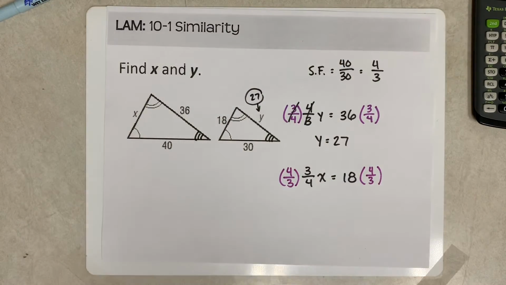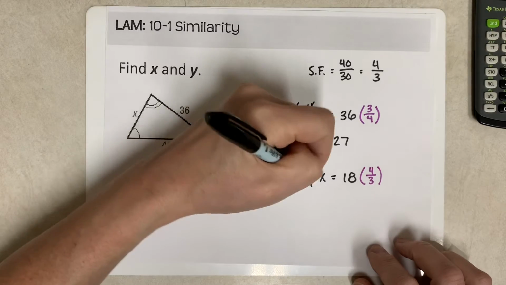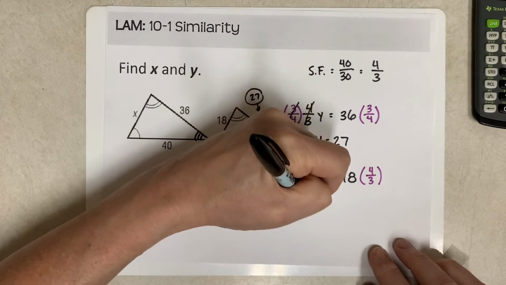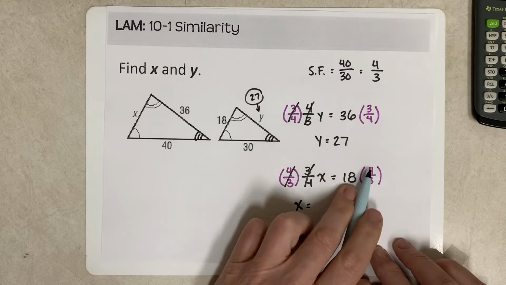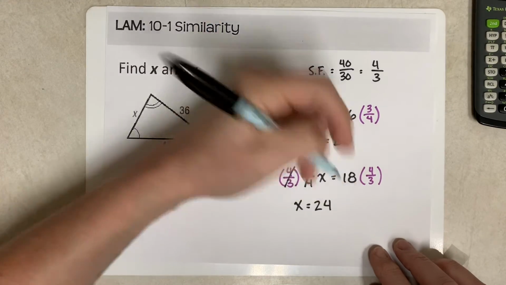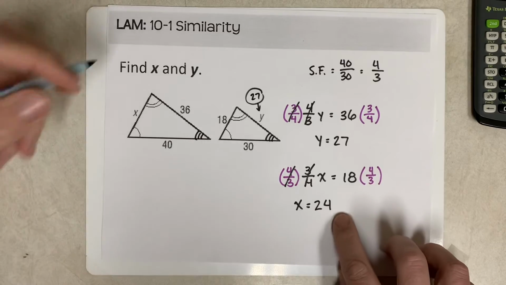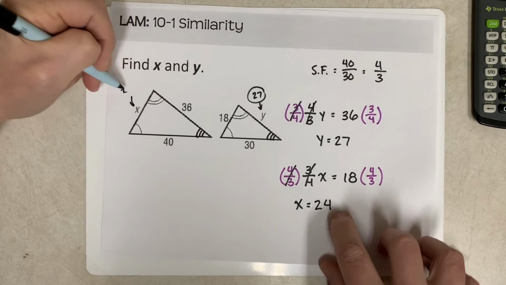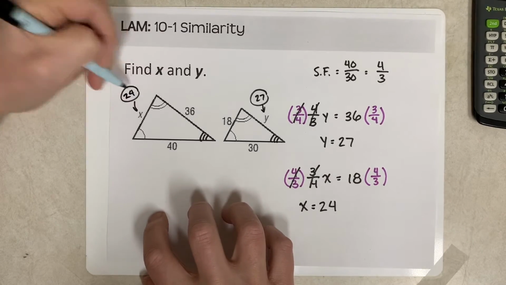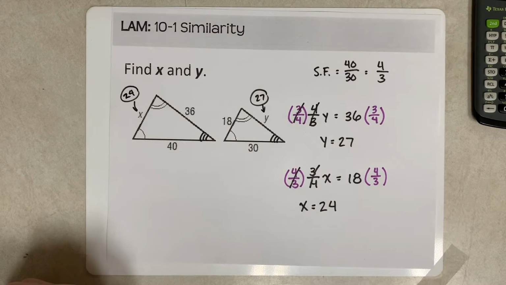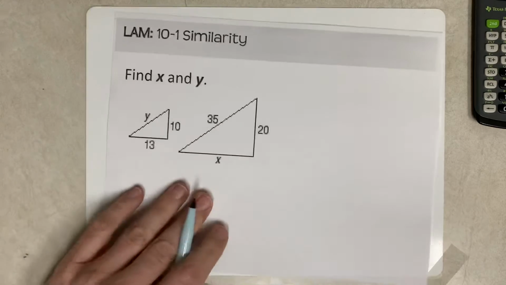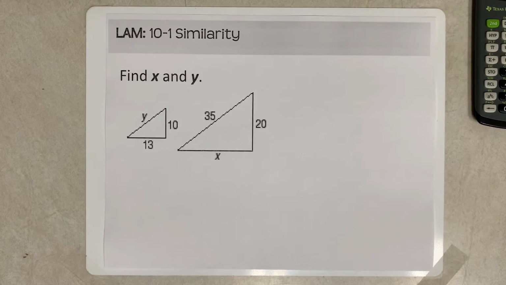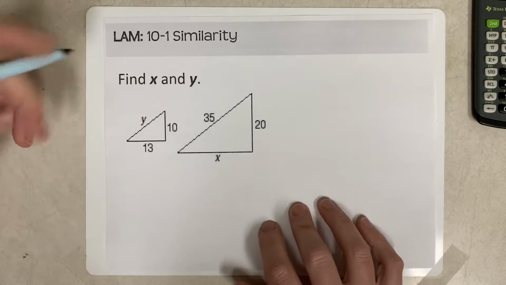The reciprocal to get rid of it over here. X is equal to 18 divided by 3 is 6, and 6 times 4 is 24. So it turns out that y is 27 and x is 24. And you can check that by checking all of your scale factors, and they should all match up. Okay, here's another one. Again, find x and y.